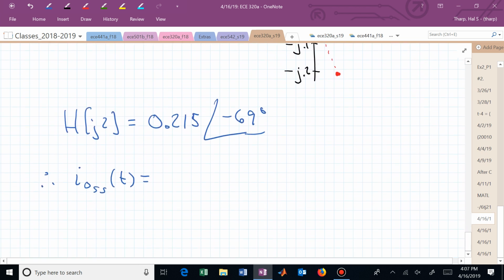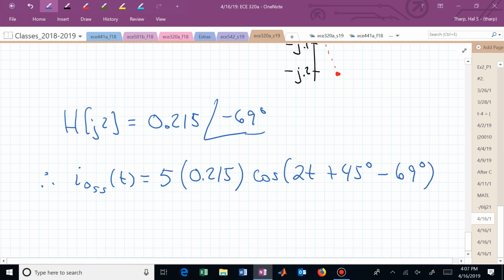We started with a magnitude of 5. We hit it with the magnitude of h of j2. Cosine, we're still shaking at 2 radians per second. It started with a phase shift of 45, but now we're modifying it due to the system's behavior. It's now shifting at minus 69 degrees.